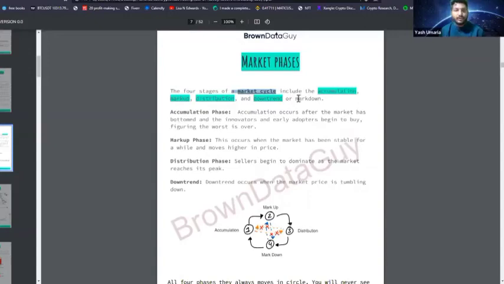We have 4 different market phases. So the first phase is accumulation, the second phase is markup, the third phase is distribution, and the fourth phase is downtrend, or you can say markdown. Okay. Now let's see how all these market phases look on the blackboard, and then we'll see the same thing on the real chart, because that's how it will make more sense. So first we'll understand the theory, and then we'll see the practical. This is how it's going to be.